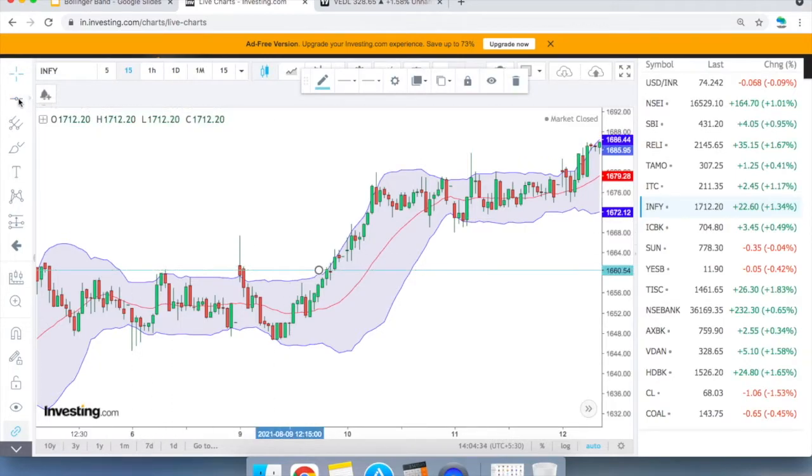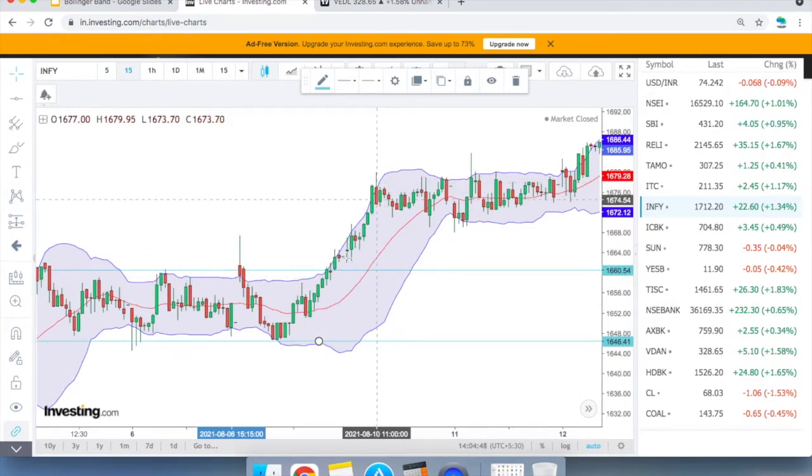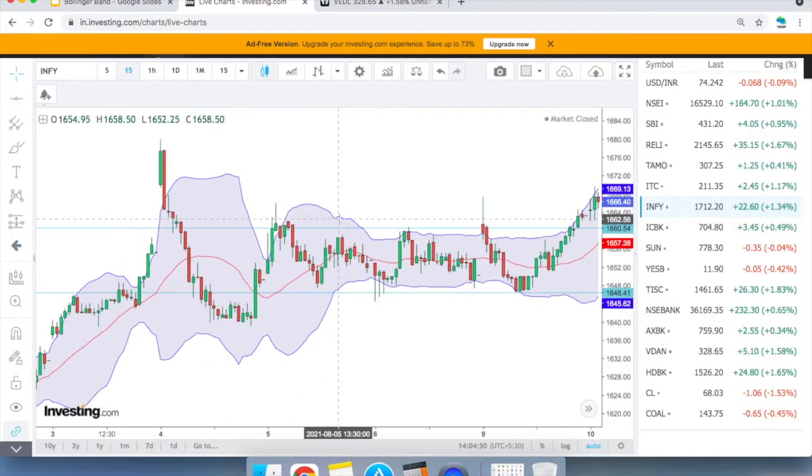So we understood that there is some kind of consolidation happening. We draw the trend lines here, and the moment you find that there is a breakout happening, enter and then ride the trend till it goes. Trail your profits. That's one setup. This is a walking on the bands example, right?